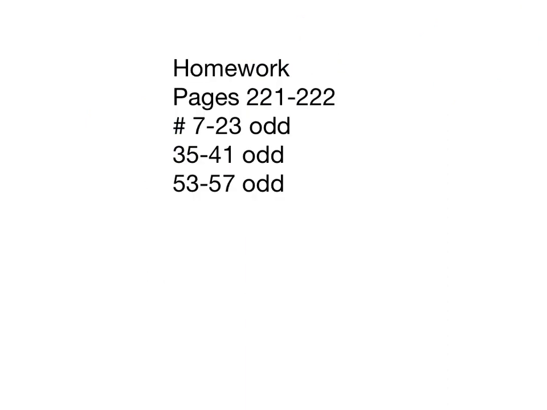So your homework is from pages 221 to 222. It's numbers 7 through 23 odd, 35 through 41, and then 53 through 57 odd.